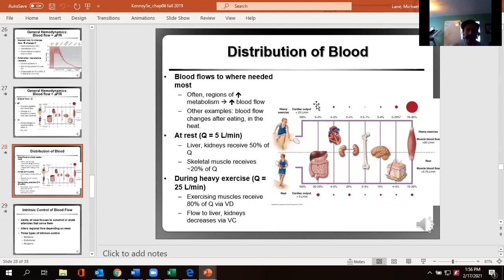So any questions here on how we're getting blood flow to be shunted in certain directions through vasoconstriction and vasodilation, along with the baselines of where we're at when we're not exercising, and then how it's going to escalate once we are exercising to different areas?